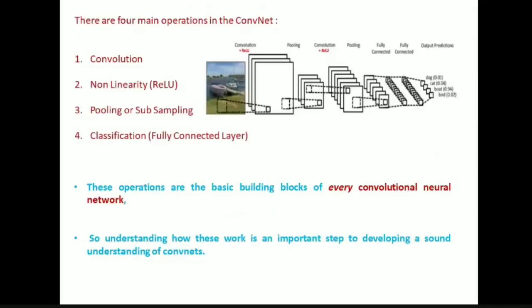So till now we have discussed the convolution operation only. If you see, this is our convolutional neural network, and the main operations are convolution, then nonlinearity, pooling or subsampling, and classification. Now we have completed the convolution operation, and in the next class we will be discussing all the other components or operations of the convolutional neural network.